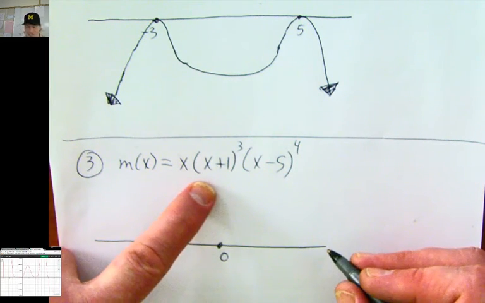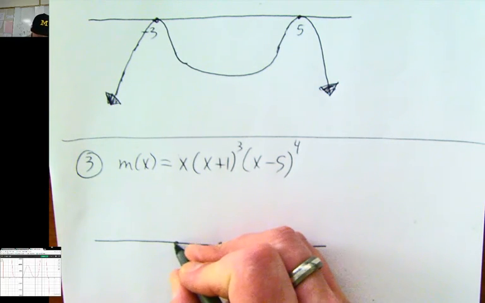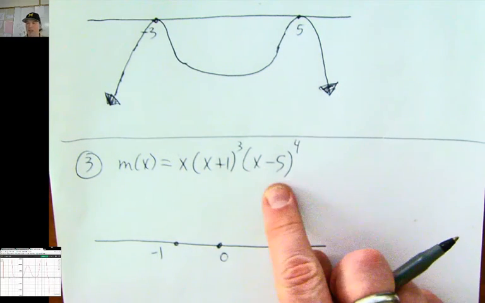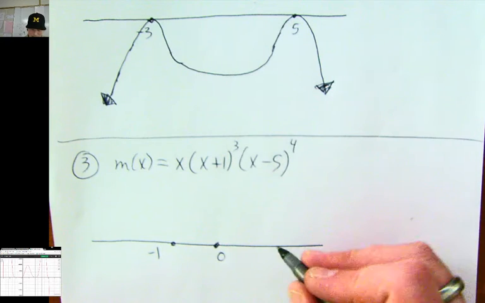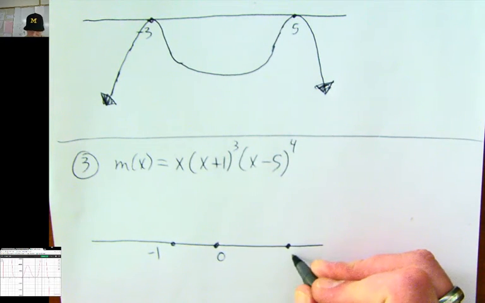Because of this x plus 1, I know I have an x-intercept at negative 1. And because of x minus 5, I know I have an x-intercept at 5.